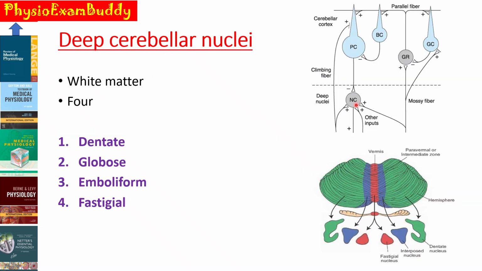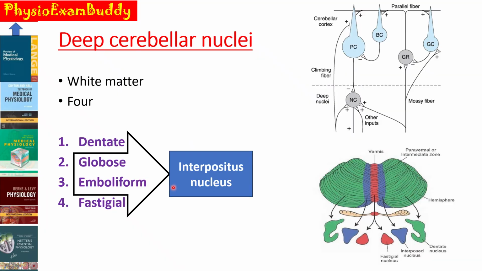Next, about the white matter content, that is the deep cerebellar nuclei, which are present in the white matter. There are 4 deep cerebellar nuclei. The first one is the dentate nucleus, this green colored portion. You can see the dentate nucleus in this location of the cerebellum. The second one is the globose and the third one is the emboliform. Together, they are known as the interpositus nuclei.